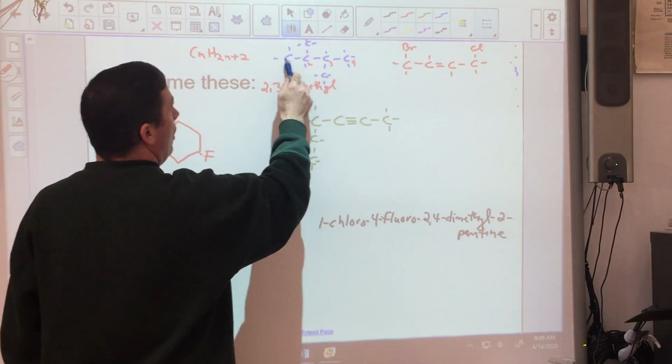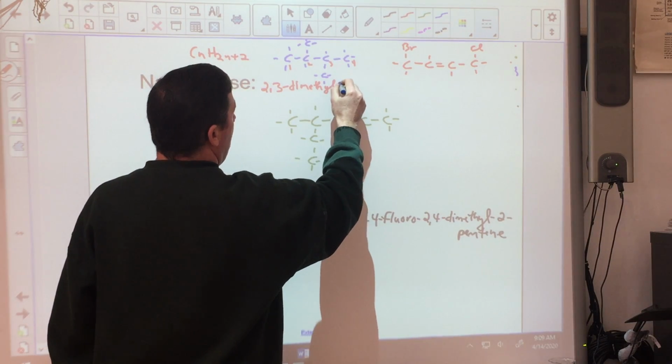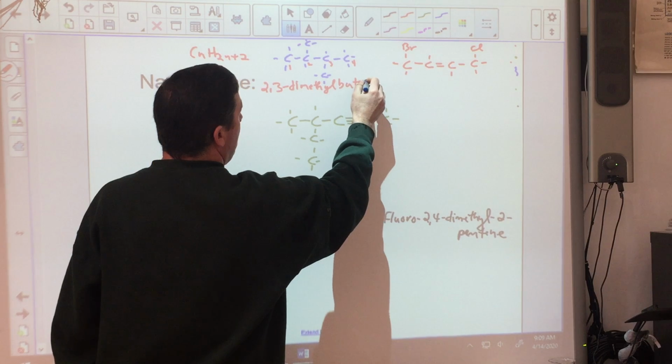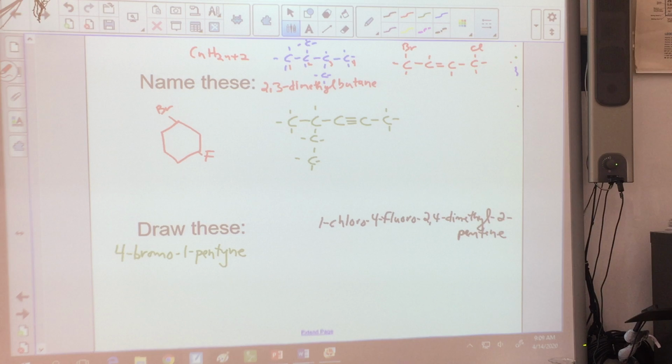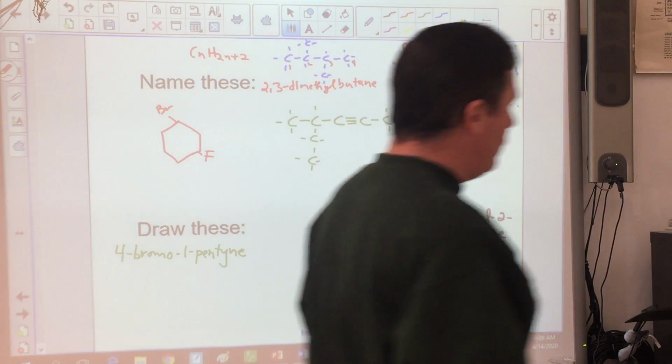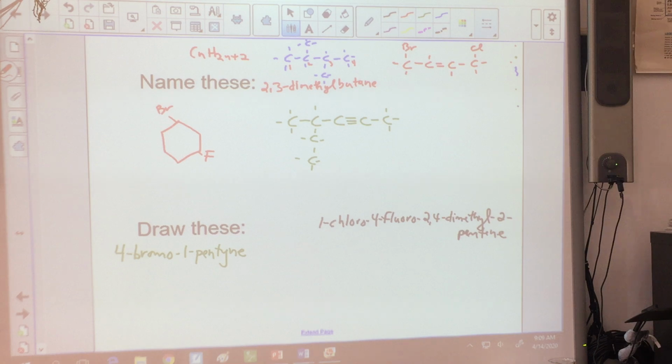And what's my long chain? 4. And that makes that butane. 2,3 dimethyl butane. Hopefully you got that one. Not too bad. How about the one on the right? The one on the right.